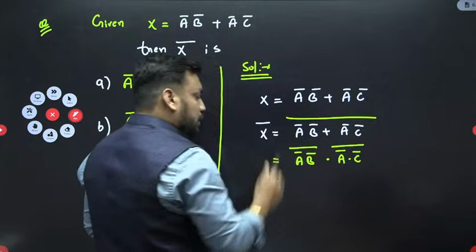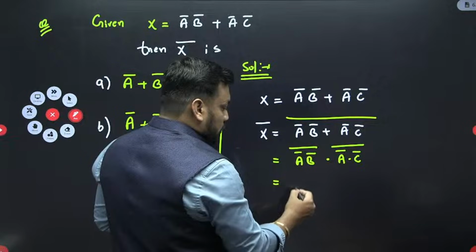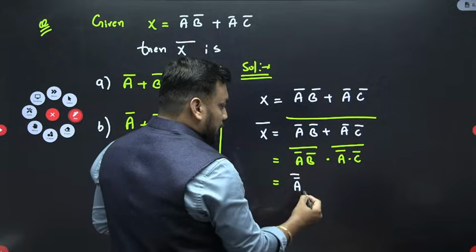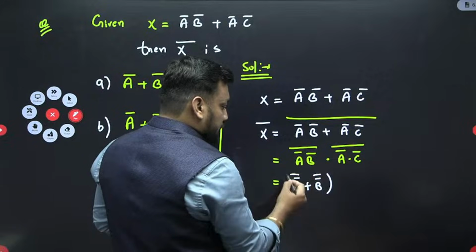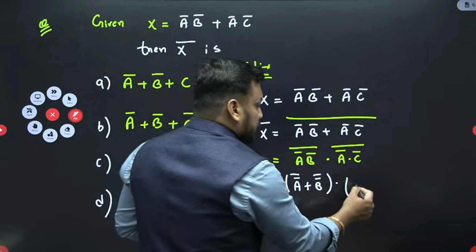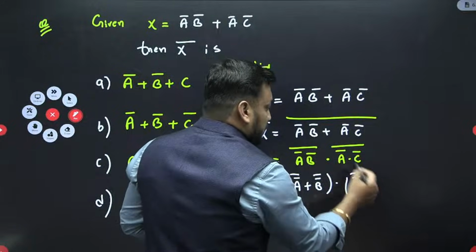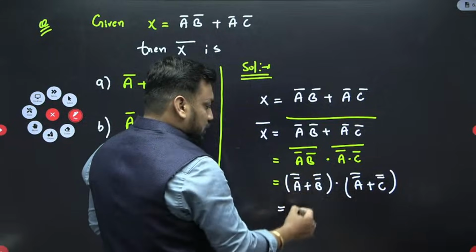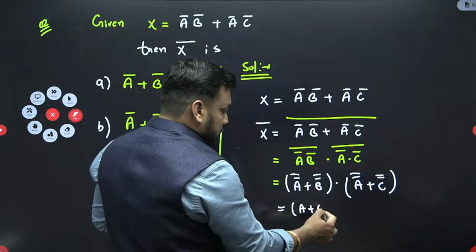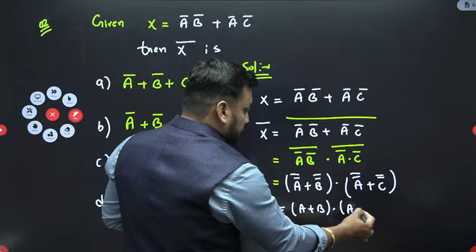Now again you can apply De Morgan here. When you apply De Morgan, you will get A double bar, and dot will become plus, and B double bar. Bracket close, dot, and here A double bar, and dot will be plus, and C double bar. Double bar means cancel only. So it will be A plus B dot A plus C.